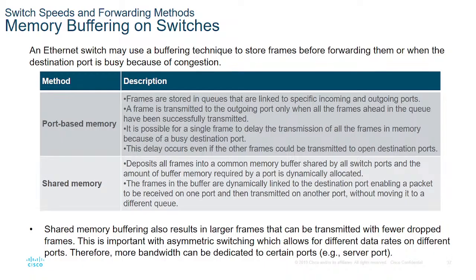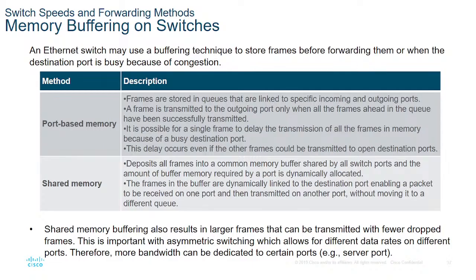In shared memory, all frames are deposited into a common memory buffer, which is shared by all the ports. Frames in the buffer are dynamically linked to destination ports, enabling packets to be received on one port and transmitted out of another port without moving to a different queue. Shared memory buffering also results in larger frames being transmitted and fewer being dropped. This is important when you're having things like asymmetric switching, which allows for different data rates on different ports. Therefore, more bandwidth can be dedicated to specific ports.